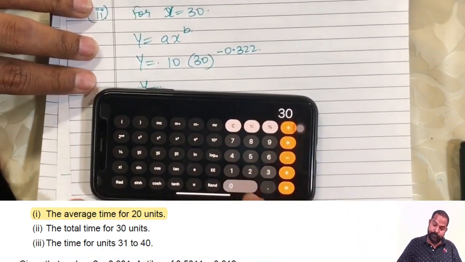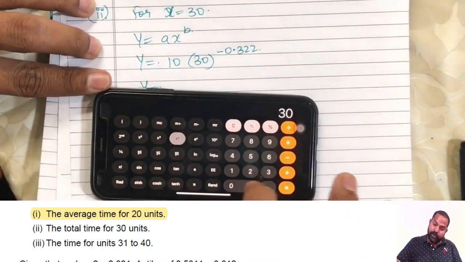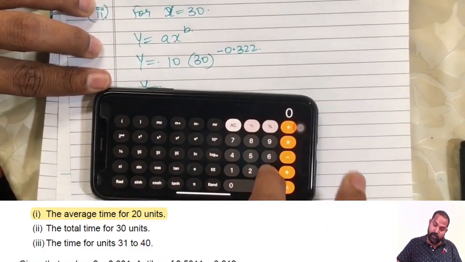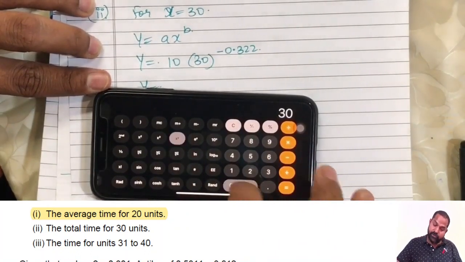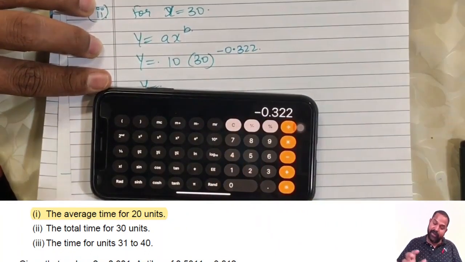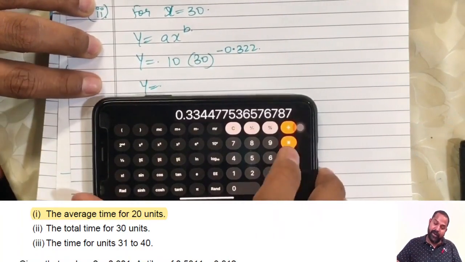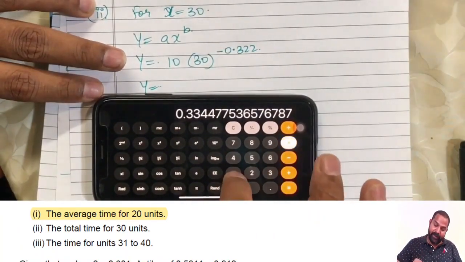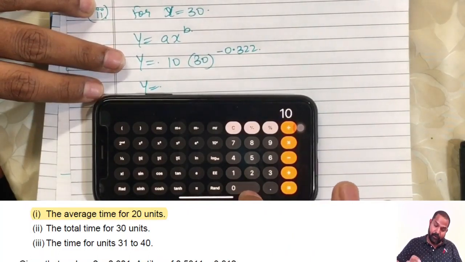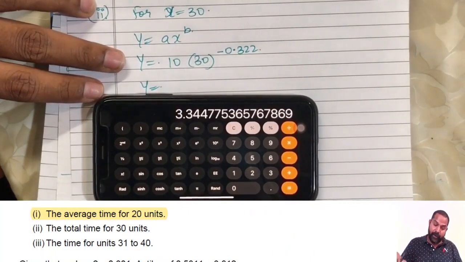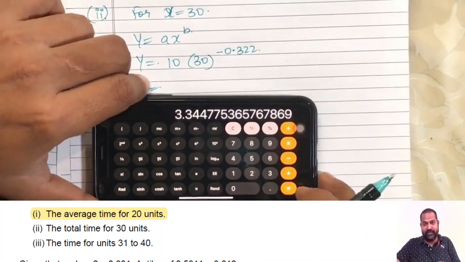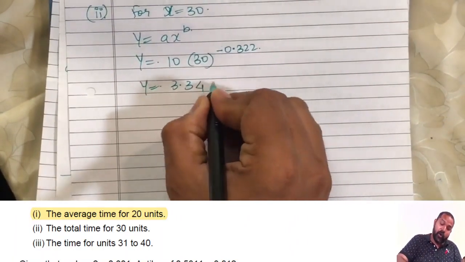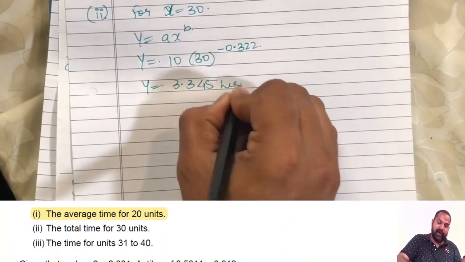So y will be 30 raised to 0.322 but negative. What do I get? I get 0.3344 and then multiply that by 10. What do you get? You get 3.34477. So I am stopping at 3.3447. I am writing it as 3.345 hours.